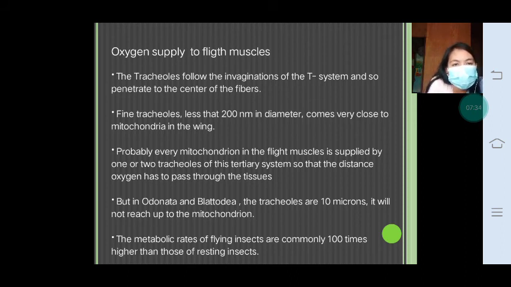But in Odonata and Blattodea, the tracheoles are 10 microns. It will not reach the mitochondrion. Then the metabolic rates of flying insects are commonly 100 times higher than those of resting insects.